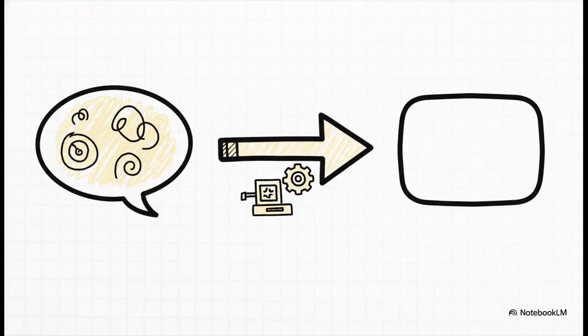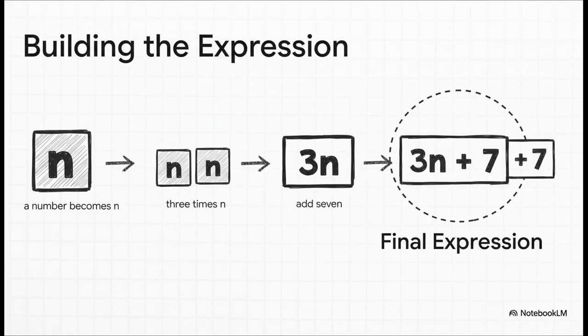So let's take a phrase you might see in a classic word problem: 7 more than 3 times a number. Right now, it's just a bunch of words. Our job is to turn that messy English phrase into a nice, neat algebraic expression. The best way to do it is to just break it down piece by piece. When you see the words a number, that's your cue to use a variable.